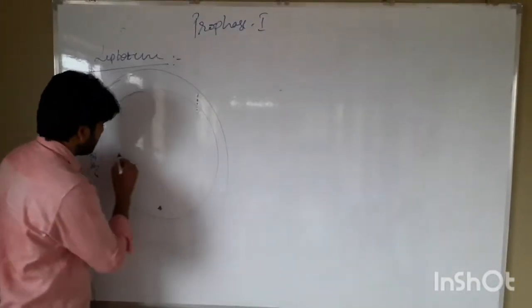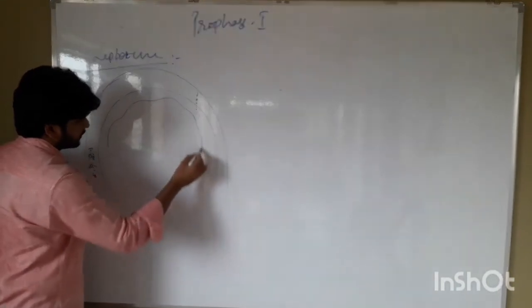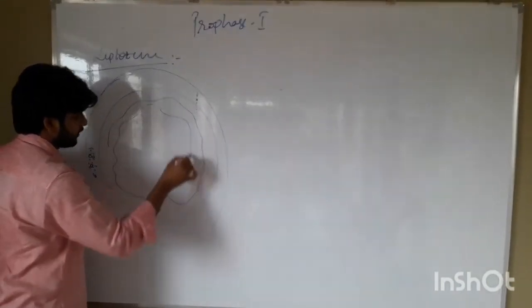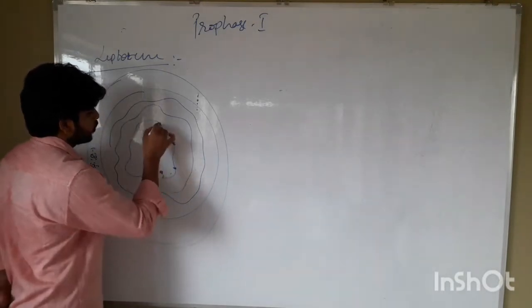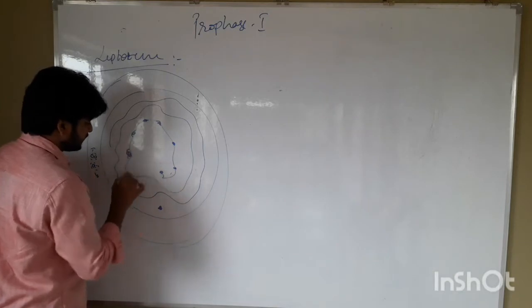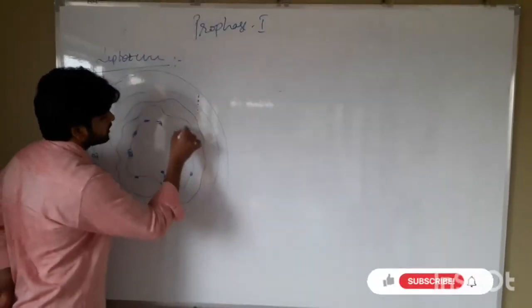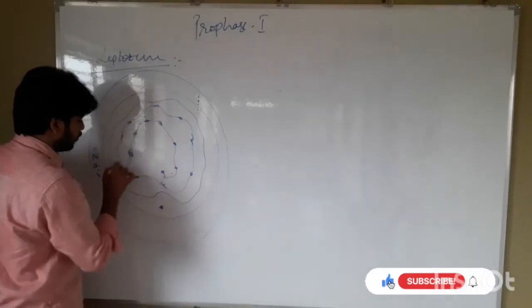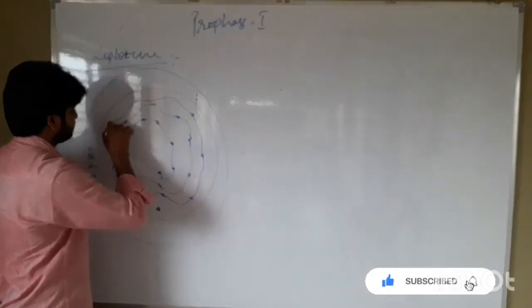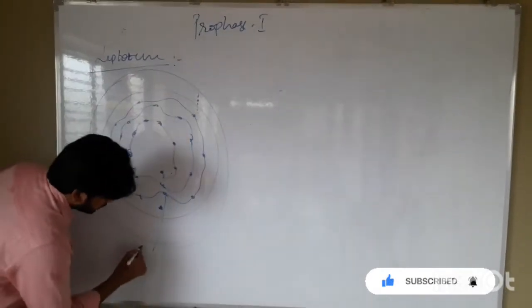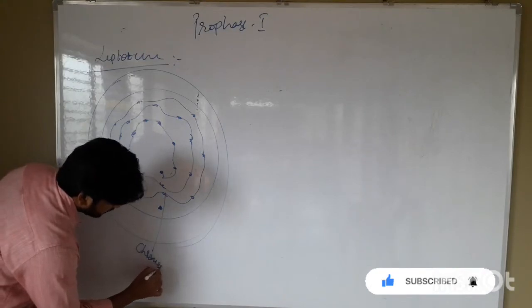Then condensation of DNA starts. DNA appears in the form of a string which has a number of beads on it. Such a structure is called chromomeres. Condensation is still taking place. This string of beads is called chromomeres. Then the next stage is called zygotene.